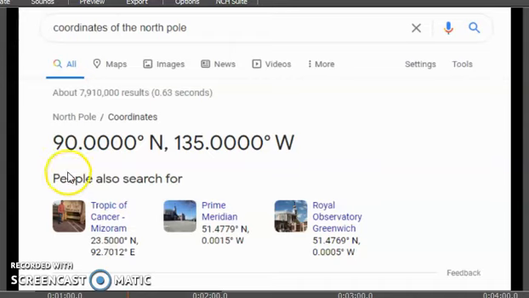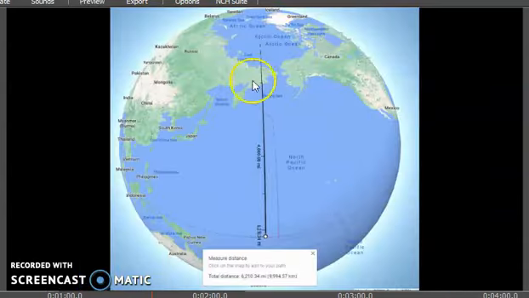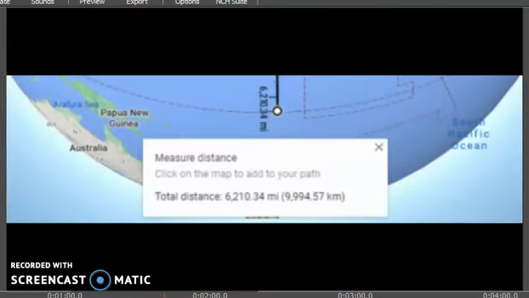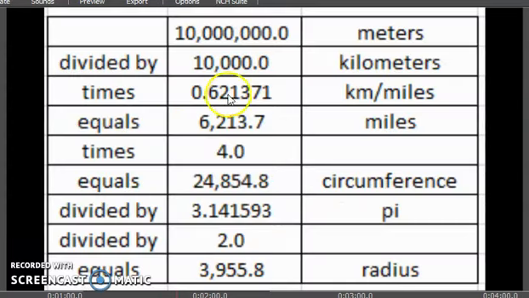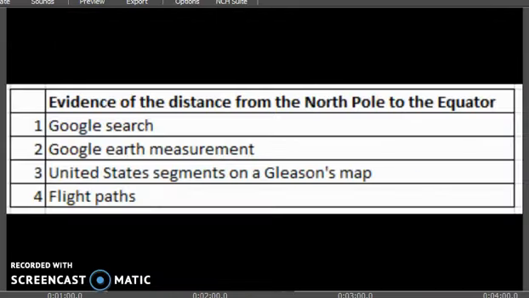Second piece of evidence is a Google Earth measurement. Obviously the North Pole is located at 90 degrees north. I was able to get 89.69 degrees north, took that down to the equator, and got 6,210 miles. And again, that is pretty close to the 6,218 miles.